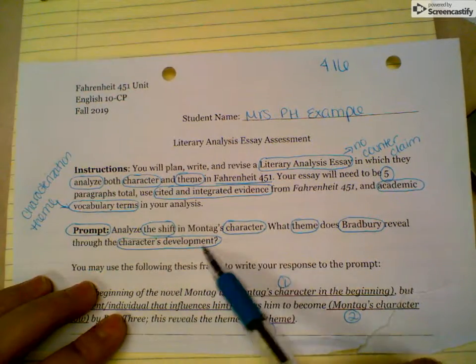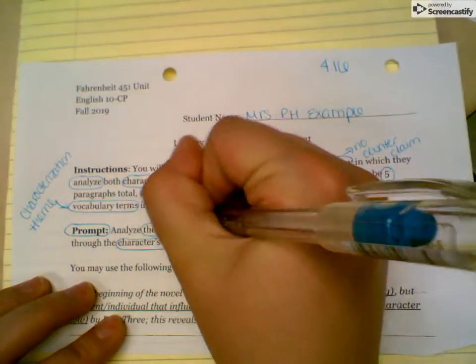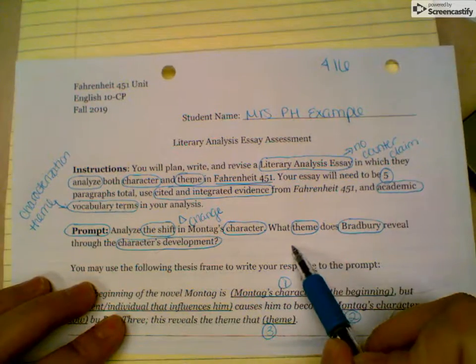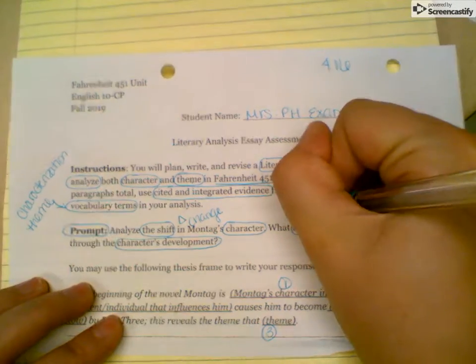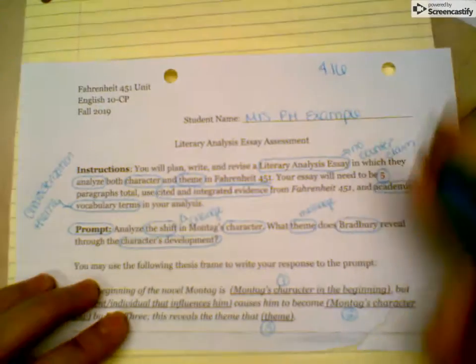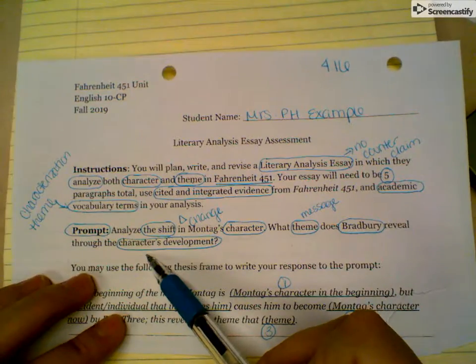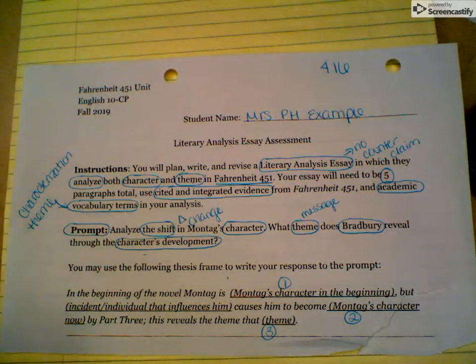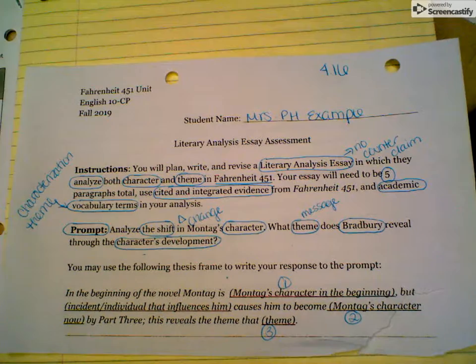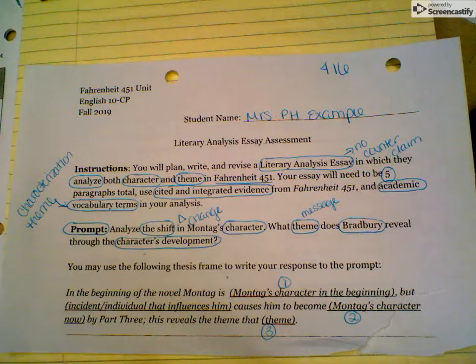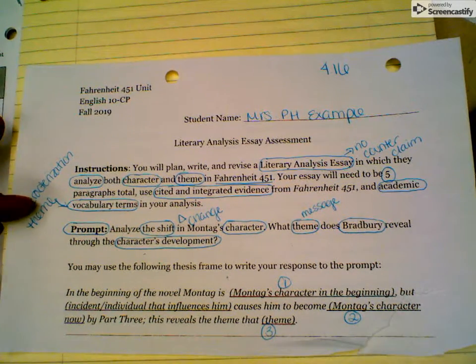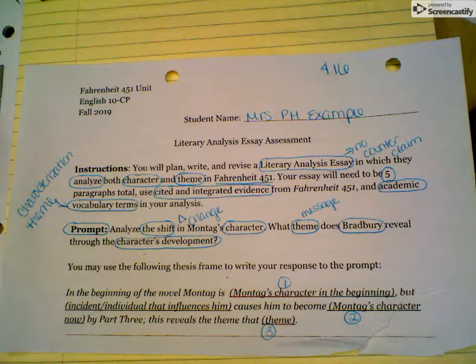So, the prompt. Analyze the shift in Montag's character. I know that this means change. The change in Montag's character. What theme or message does Bradbury reveal through the character's development? You may use the following thesis frame to write your response to the prompt. In the beginning of the novel, Montag is blank, but blank causes him to become blank by part 3. This reveals the theme that blank.